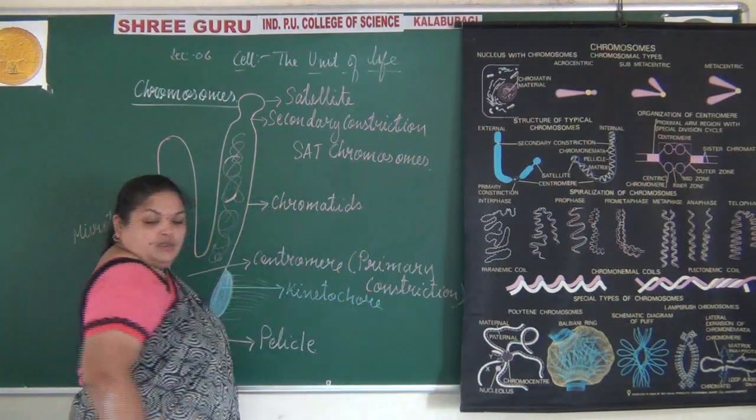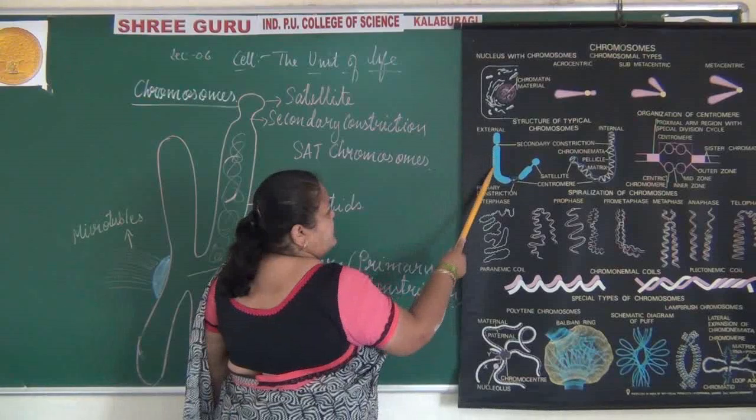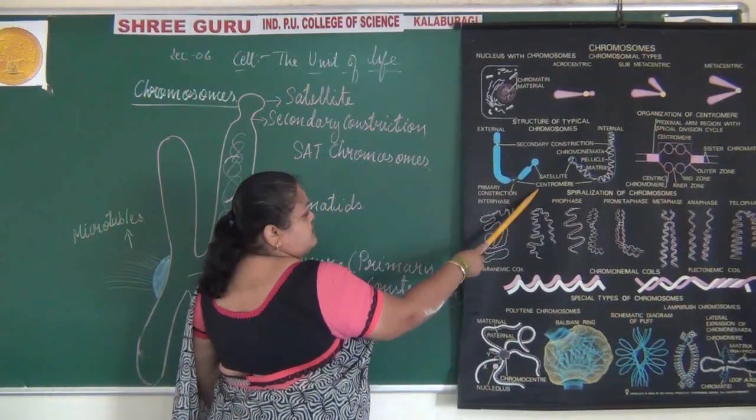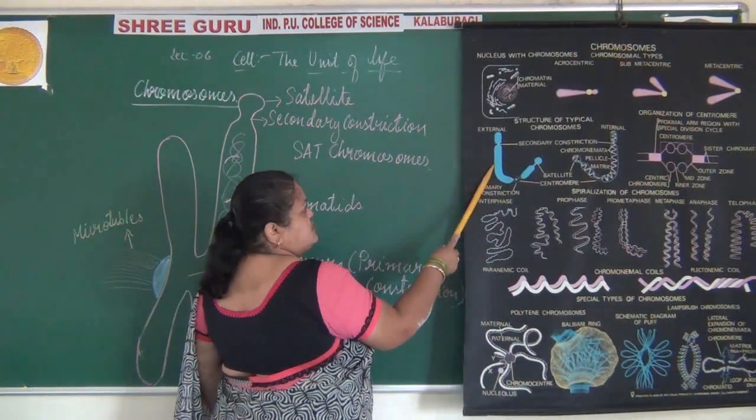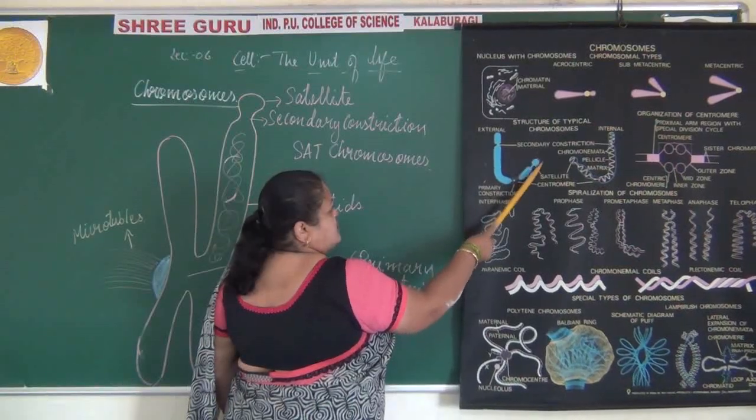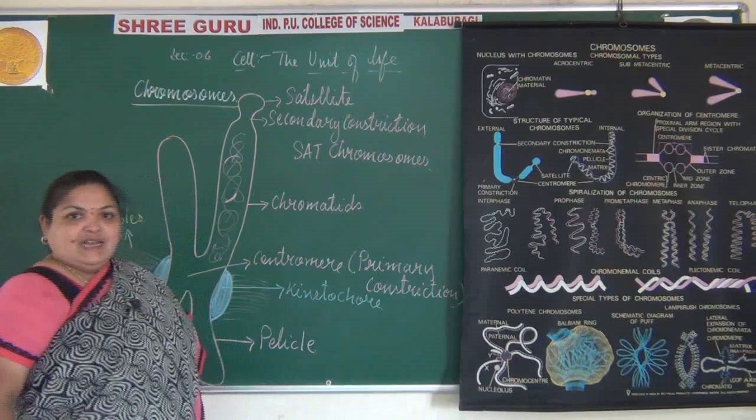So in this figure you can see these are the chromatids. This is the primary constriction with the centromere. Then the secondary constriction, where there is a knob-like structure. This knob-like structure is known as the satellite.